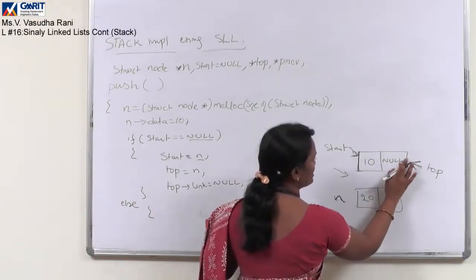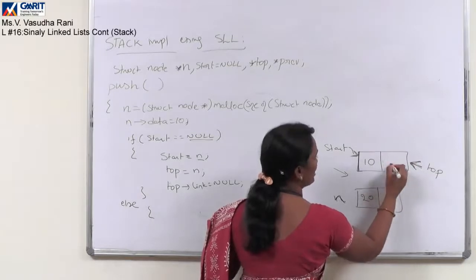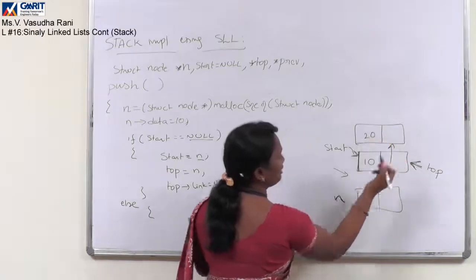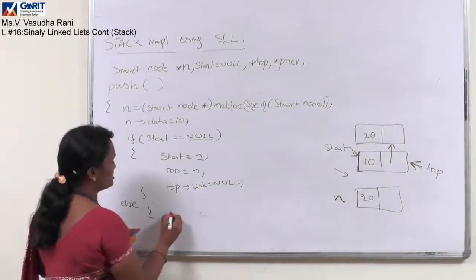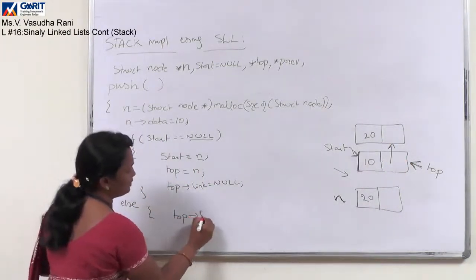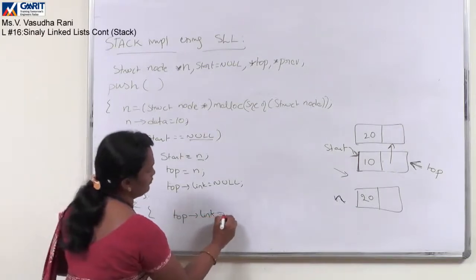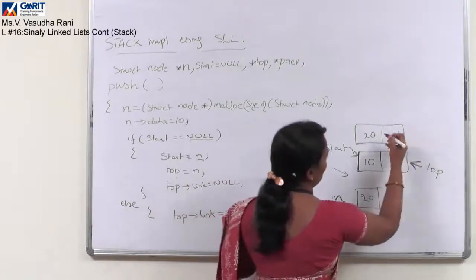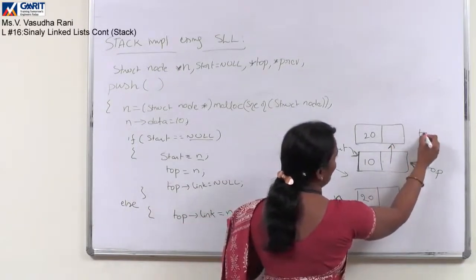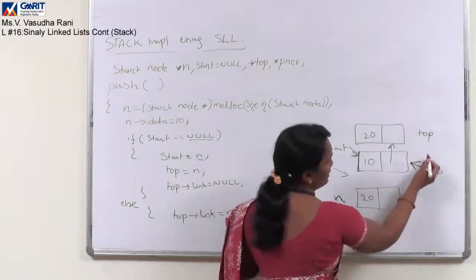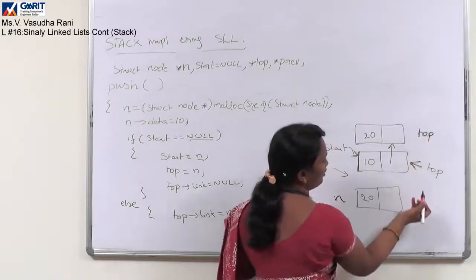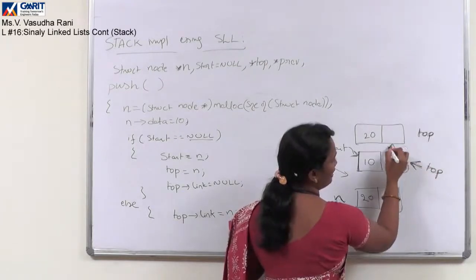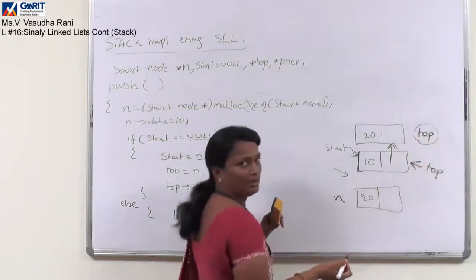Now what we have to make is that this top link has to refer to our new node, where it will be added. For that, top link equal to n. And now this has to be made the new top. To make this node the new top, we can do top equal to top link, and that makes this particular node the top node.